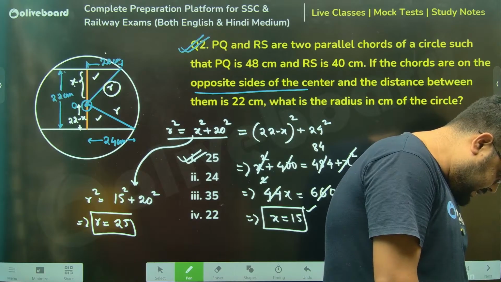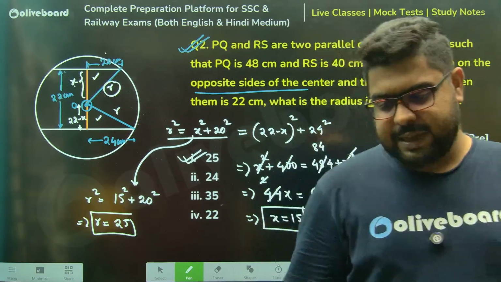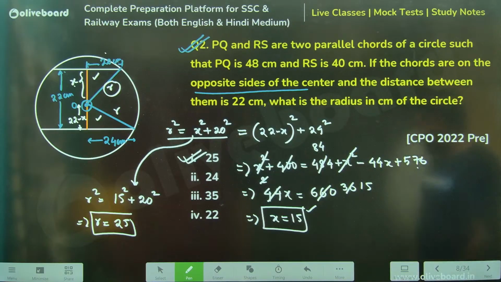Mensuration 2D is there. Yes, everything is there, brother. Every chapter is there. 2D, 3D, everything.